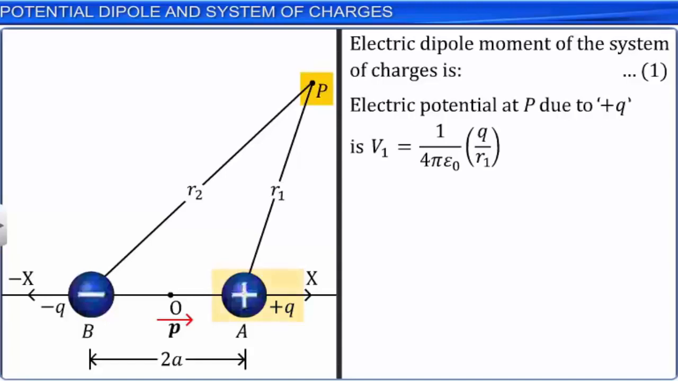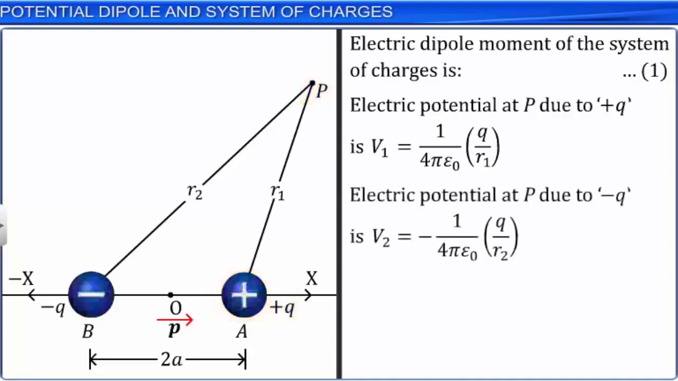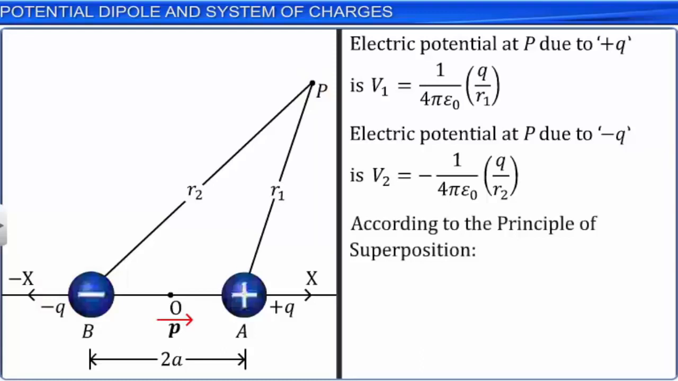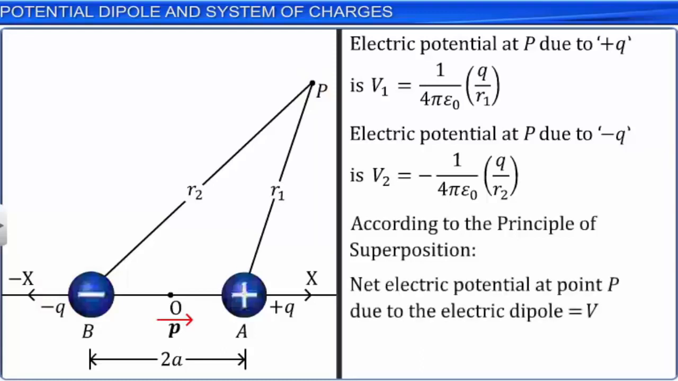And V1 is equal to 1 by 4 pi epsilon naught into Q by R1. Similarly, the electric potential at point P due to the charge minus Q is V2 and is equal to minus 1 by 4 pi epsilon naught into Q by R2, since the charge itself is negative. According to the principle of superposition, the net electric potential at point P due to the electric dipole is denoted by V, which is equal to V1 plus V2.